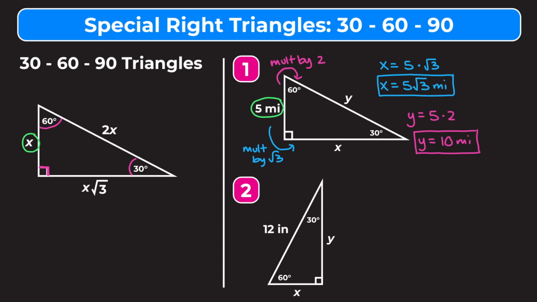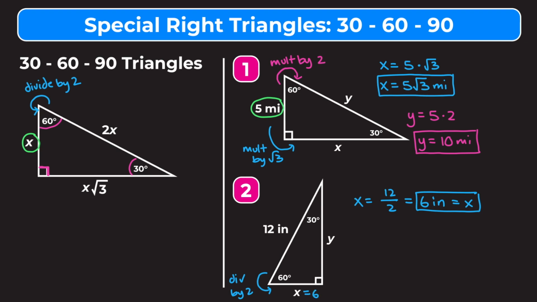So this time we are given the hypotenuse, and we want to find the shorter side first. So we have to think, how do we get from the hypotenuse to the shorter leg? Well, we need to divide by 2. So x is going to be equal to 12 divided by 2. 12 divided by 2 is 6. So we get that x is equal to 6 inches. So I'll just write 6 here.